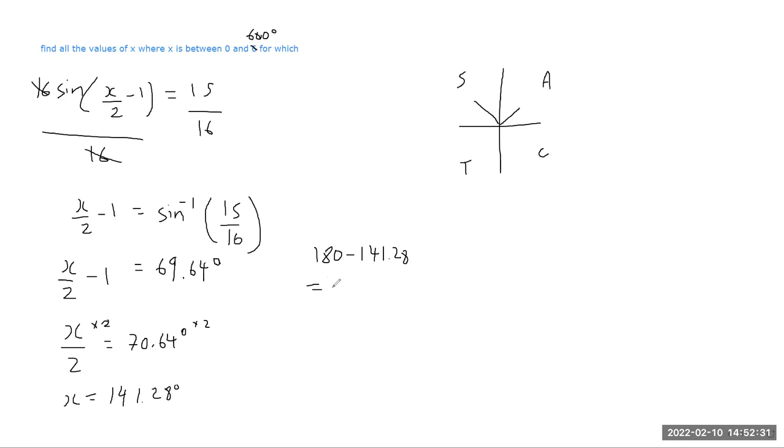Is it 180 minus 141? No, it's 180 minus the 69.64. And remember, that's x over 2 minus 1.